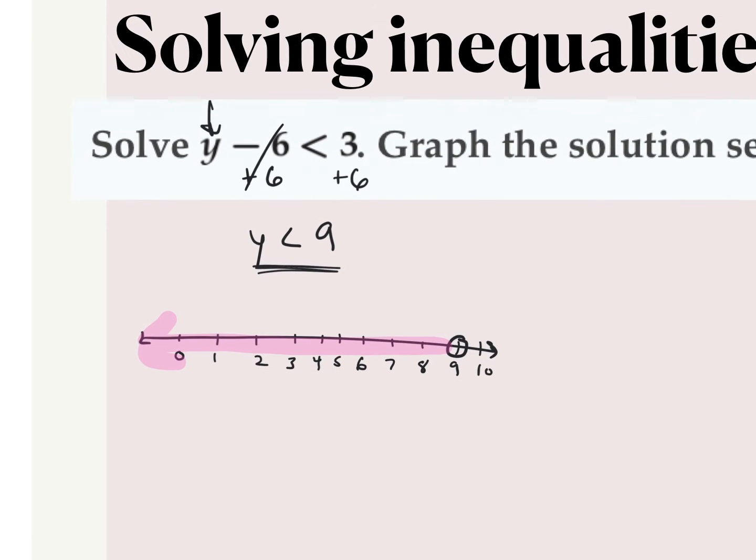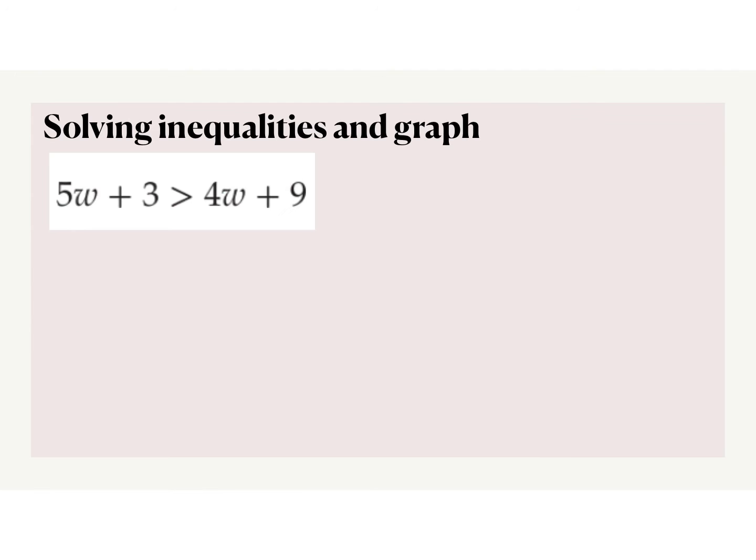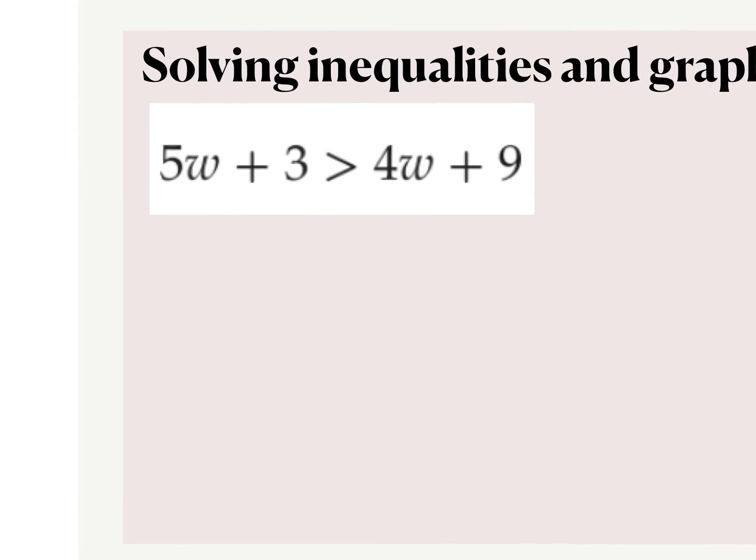So this is part of your answer. This, y is less than 9. And then also graphing it, you have to have that shaded part there. Or if you didn't want to use a highlighter, you could just use like a darker line that way. And it's super important that it's going to the left because you're including numbers that are less than 9. Any questions here? All right, let's look at the next one.